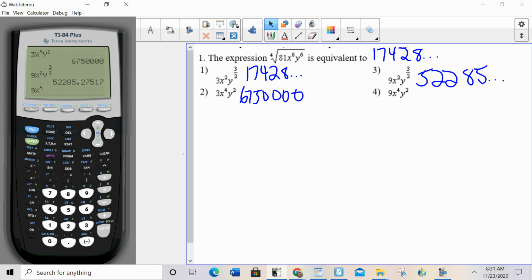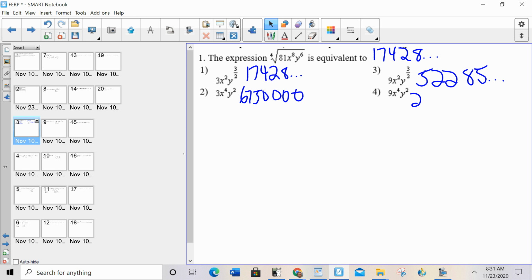9x to the 4th, y to the alpha 1, y to the 2nd, 2025 with 4 zeros after it. Which one matches up to the original? Choice 1.